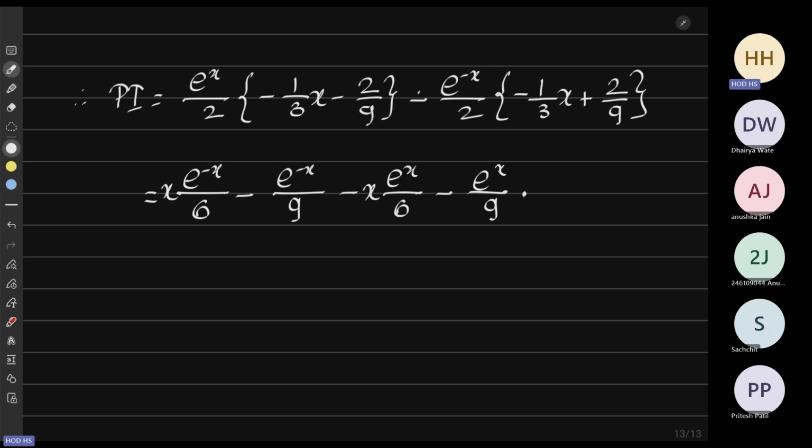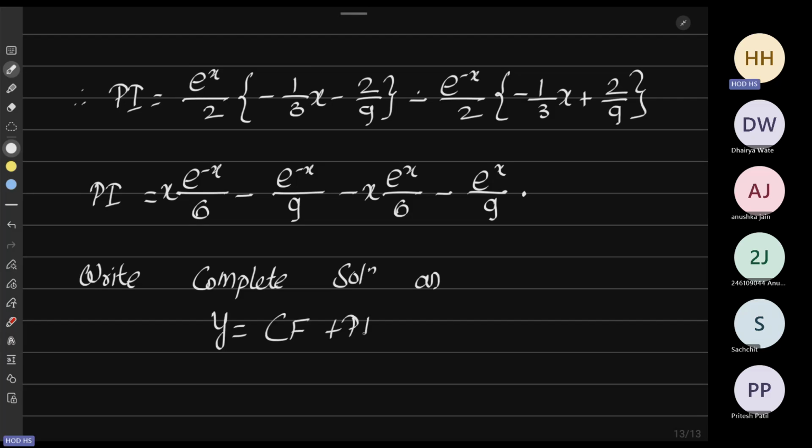Okay, we can also club the terms for writing down the equation in terms of sine hyperbolic and cos hyperbolic. But again, it's up to you, do you want to proceed for that or not? Okay, so I will leave this as my particular integral, and again write the complete solution as y is equal to CF plus PI.